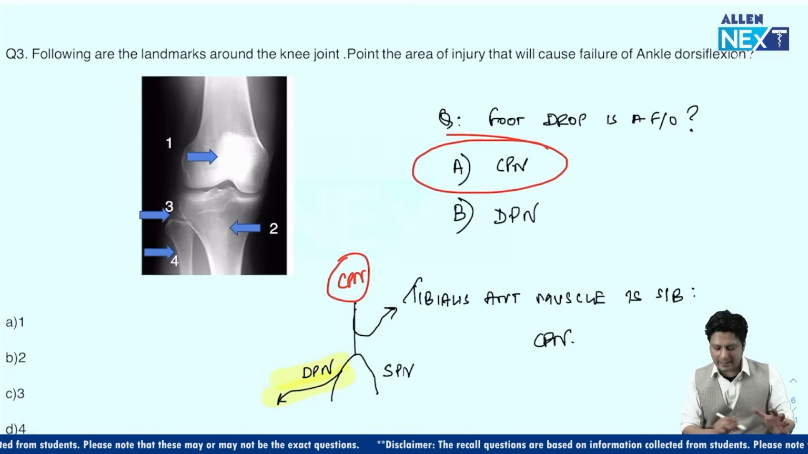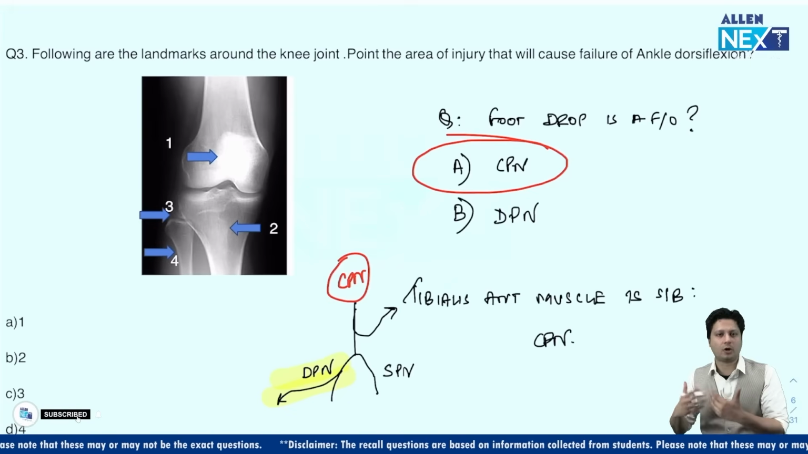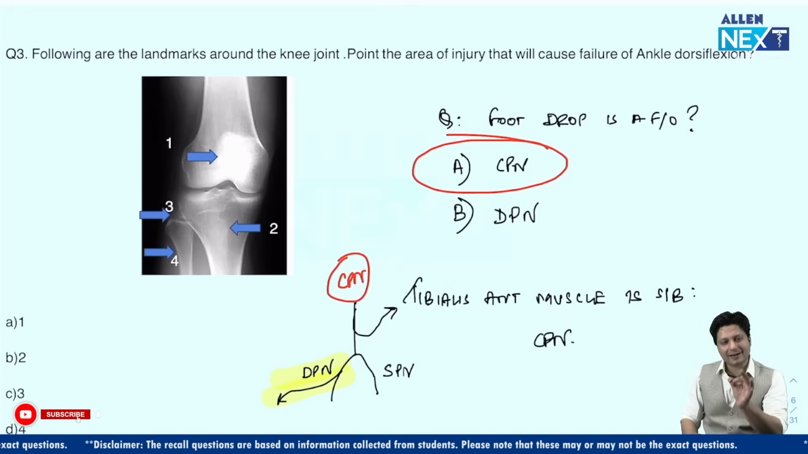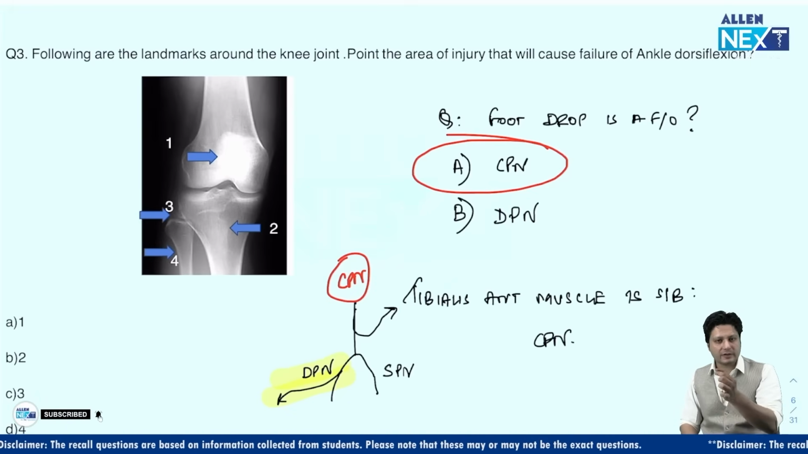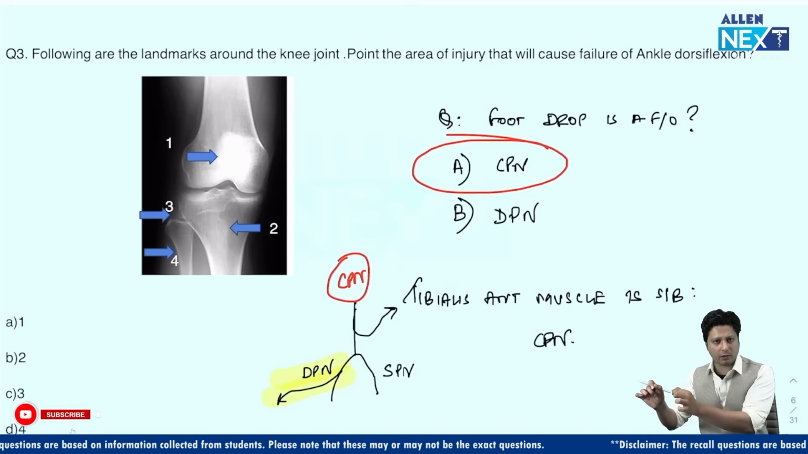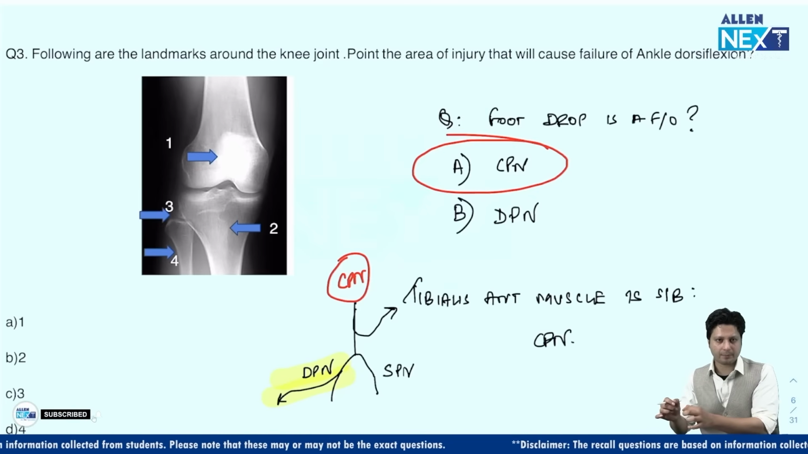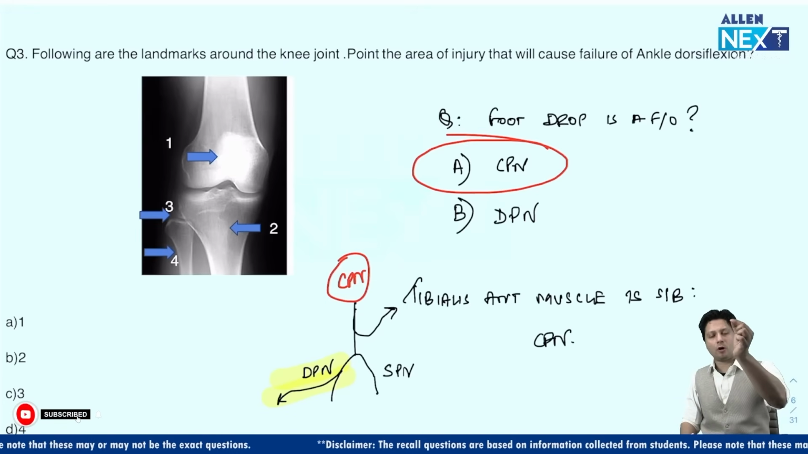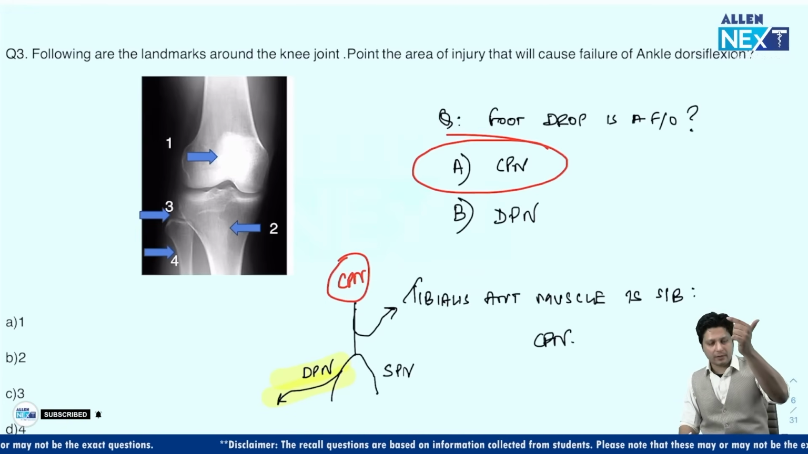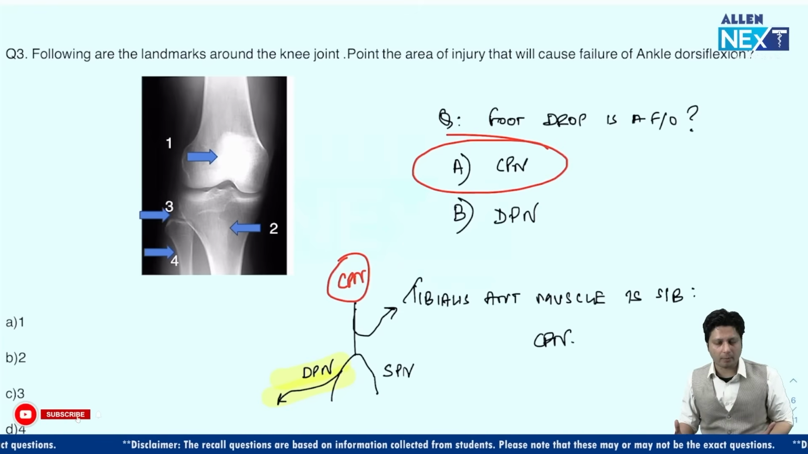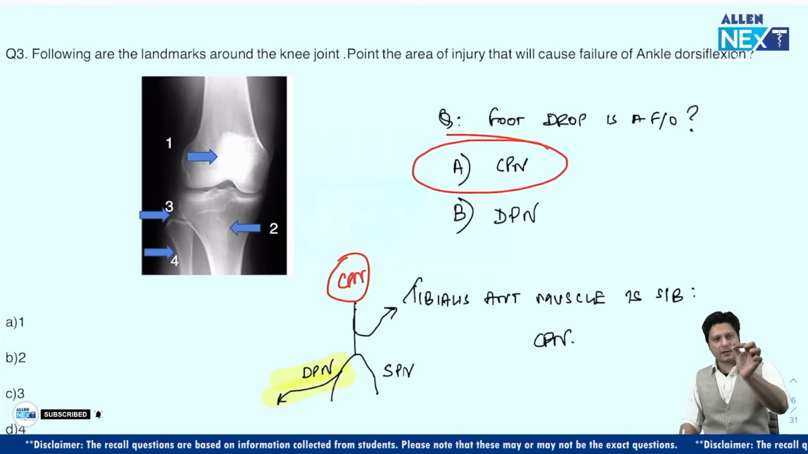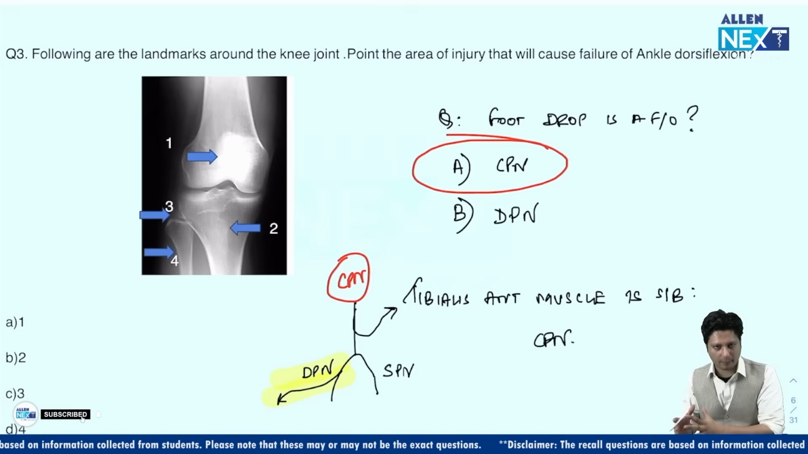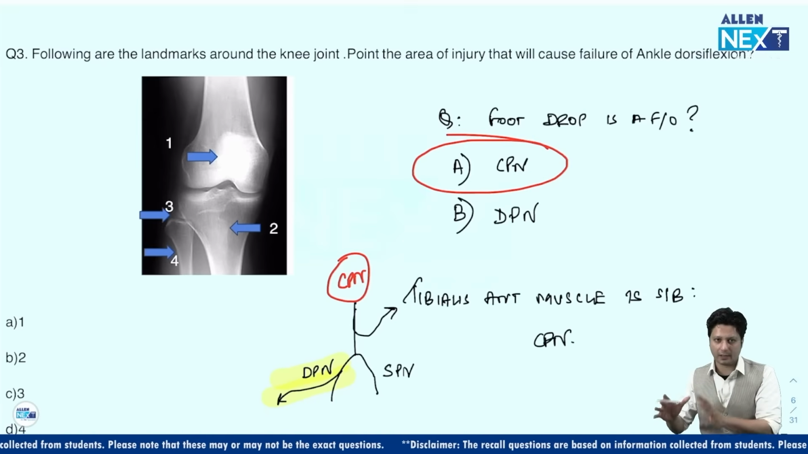So the answer for that question will remain the common peroneal nerve, because there are anatomical variations: the tibialis anterior could receive its branch from the common peroneal as well as from the deep peroneal. But if the deep peroneal is injured after the branch to the tibialis anterior was already given, there will be no foot drop. If the common peroneal is injured, in any case the patient is going to have a foot drop. So the answer was common peroneal nerve injury.